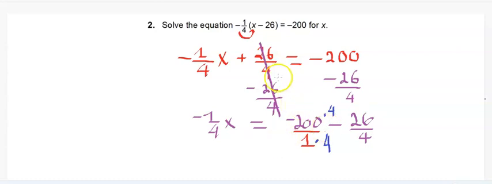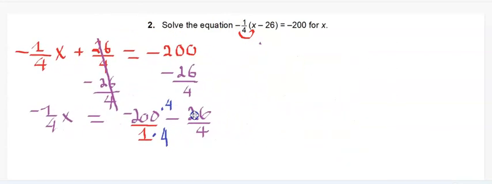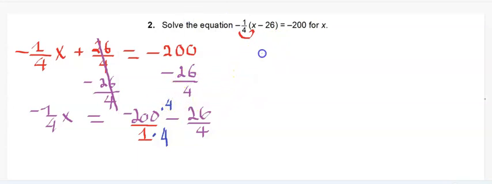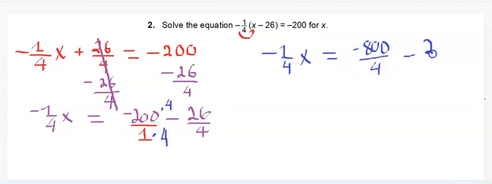Okay, so now, let me take this whole thing. If you guys don't mind, I'm going to bring it over here so I have more space. All right there. Okay. So I'm going to have -1/4 times x equal -800/4 minus 26/4. Again, -200 times 4 is -800. 1 times 4 is 4. You can always use your calculator to double check that.